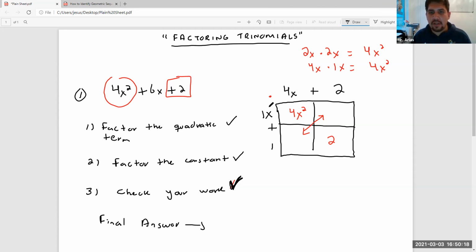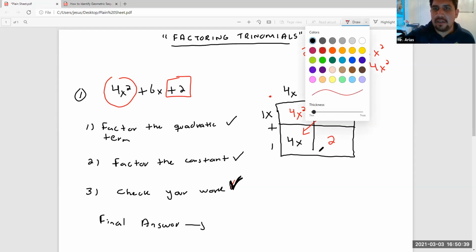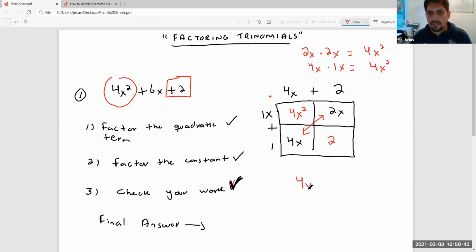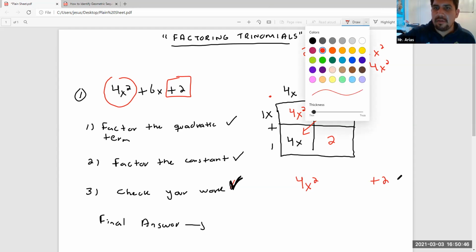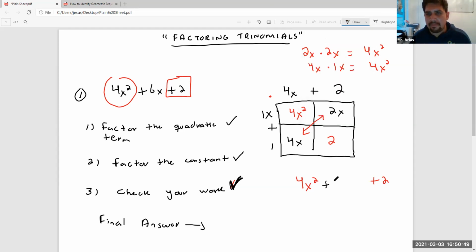If I multiply the 1x from the height by the 2 from the base, we get 2x. And if we multiply 4x from the base by 1 from the height, we get 4x. Now, if you notice, these two terms are going to be like terms. So if I place all the terms outside of the box, I get the following expression: 4x to the power of 2, then this positive 2 at the end, and in the middle we have plus 2x and then plus 4x.